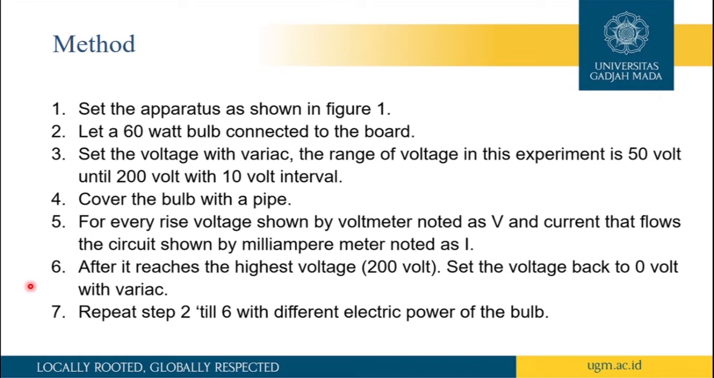After it reaches the highest voltage, or 200 volts, set the voltage back to 0 volts with a variac. We repeat step 2 until 6 with a different electric power of the bulb, with the other two power bulbs, 75 watts and 100 watts.